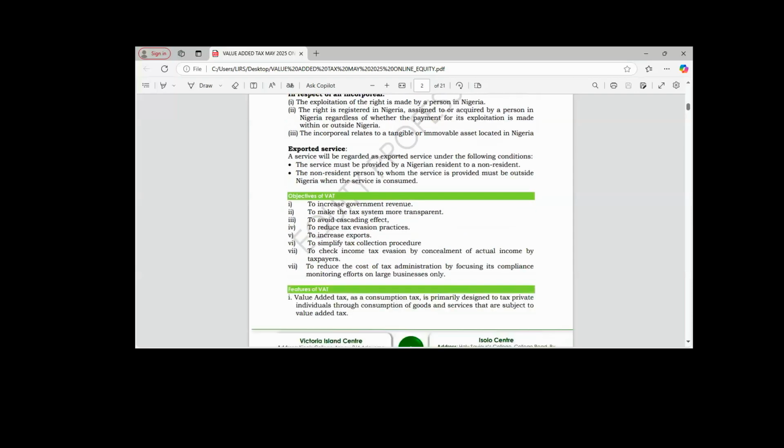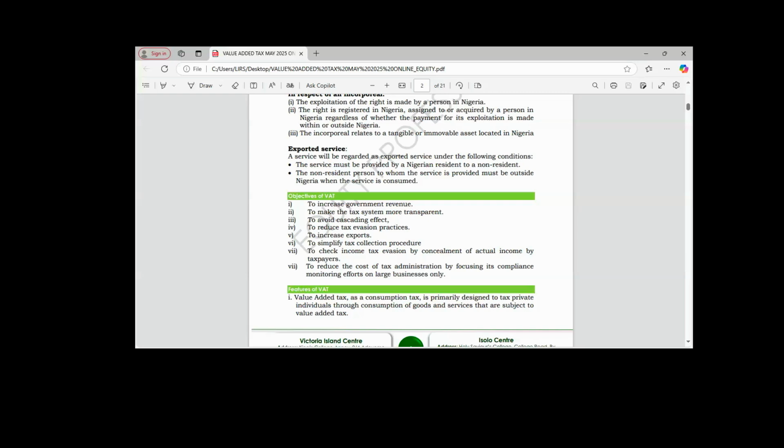So those are the conditions to determine what will constitute goods and services. So let us take note of the condition. So what are the objectives that government decide to bring up this VAT? To increase government revenue. Government, they need more revenue, to make the tax system more transparent, to avoid cascading effects, to reduce tax evasion, to increase exports, to simplify tax collection, to check income tax evasion. All these are the objectives.